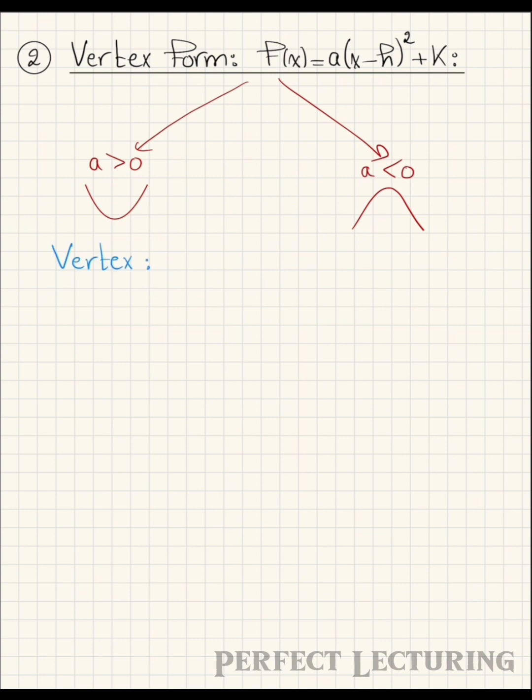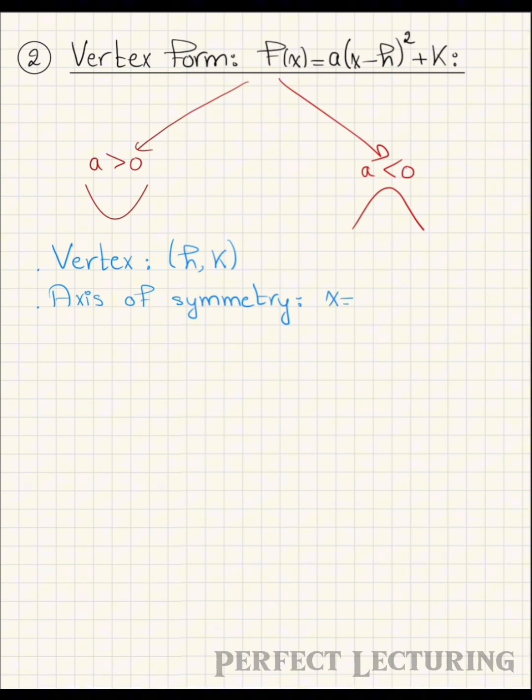What about the vertex? The vertex in this case has coordinates (h, k). The axis of symmetry has equation x equals h, and again the range depends on a. If a is positive, then the range is k up to positive infinity, and if a is negative, then the range is negative infinity up to k.